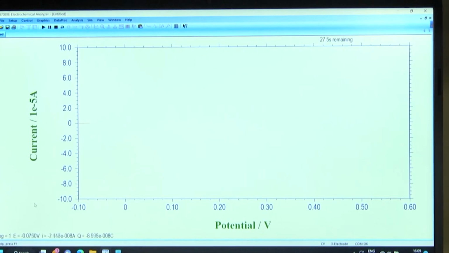Okay, you see the iron slowly oxidizing from the negative side, which is why the current is increasing. Then the oxidation is completed, and I put the limit here up to 0.6 potential. After that, the reduction current starts, and you see the reduction peak potential where the reduction is completed. As we put the potential window up to minus 0.1, it will stop there.